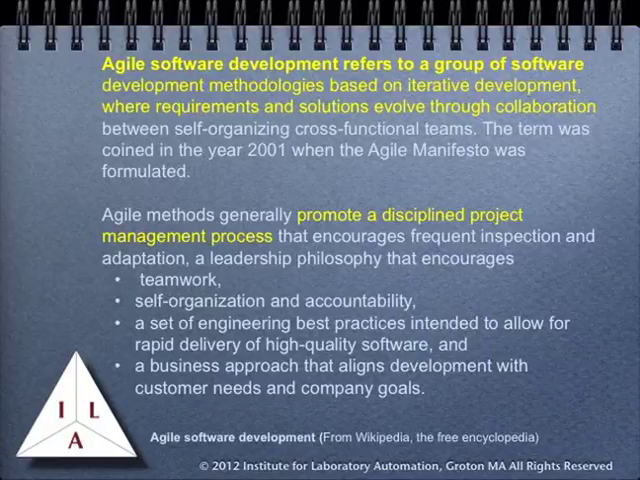Agile software development refers to a group of software methodologies based on an interim process where requirements and solutions evolve through collaboration. The term was coined in 2001 when the Agile Manifesto was formulated, in part a response to the rigidity found in traditional project management approaches. Agile methods promote a disciplined project management process that encourages frequent inspection and adaptation, and leadership qualities that encourages teamwork, self-organization, and accountability, engineering best practices for the rapid development of high-quality software, and a business approach that aligns development with customer needs and corporate goals.